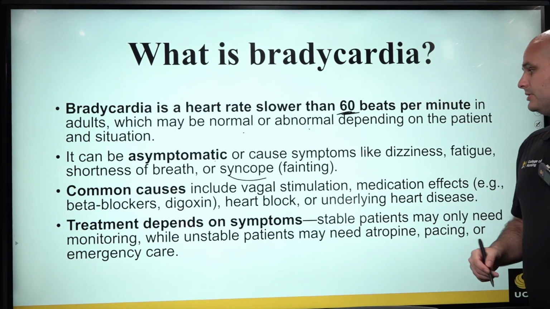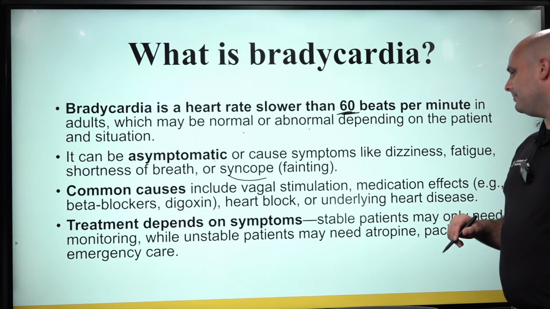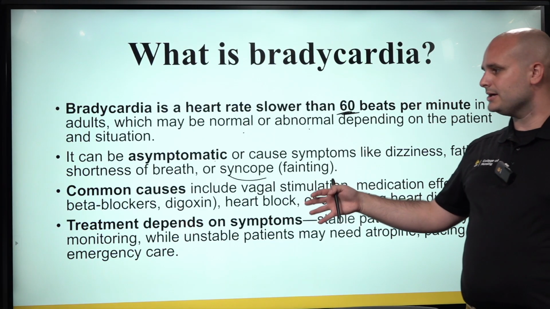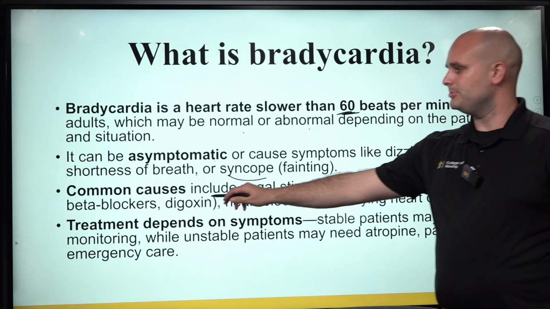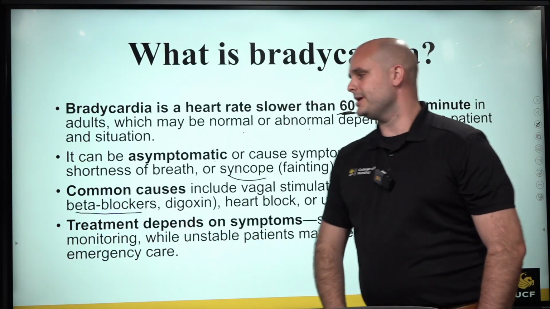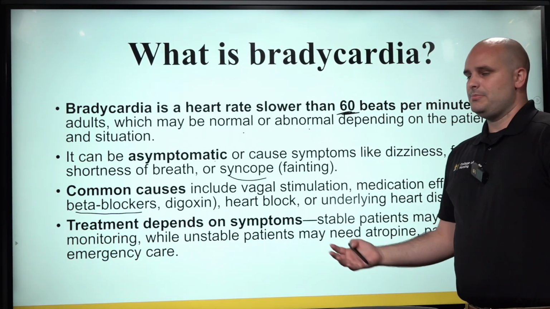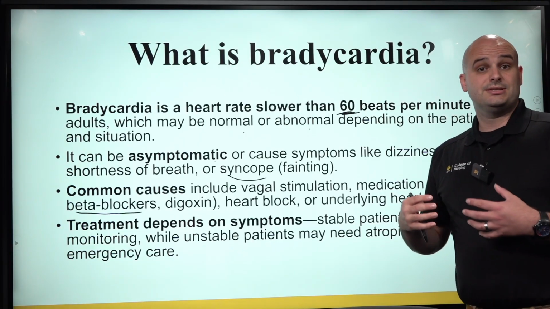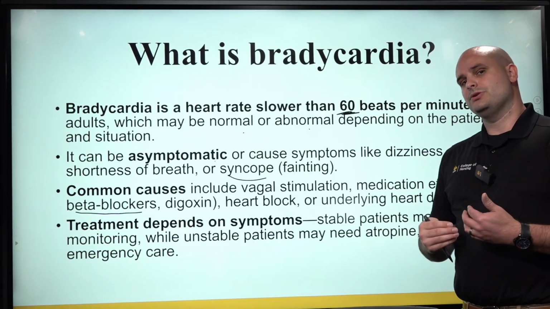Common causes that we're going to look at: vagal stimulation is a common one, medications, heart blocks. The medications are a big one, such as our beta blockers, slowing them down. And then we're going to do the treatment based on what's going on with our patient. Do they need something aggressive, or can we be a little more conservative in our approach?